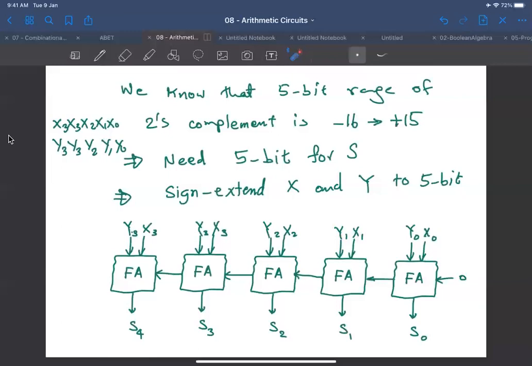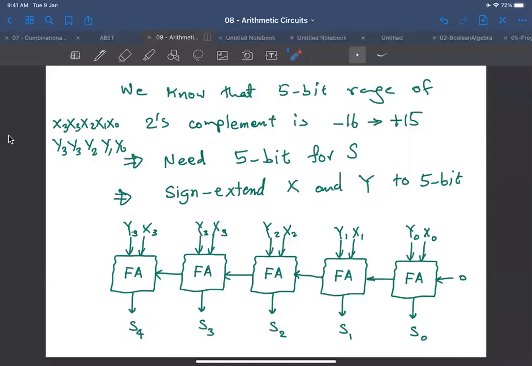But note here that we have sign extended the number to 5 bits. Note that here we have Y3 and X3, and here we have Y3 and X3 again. This is the sign extended bit, and this produces for us S4.